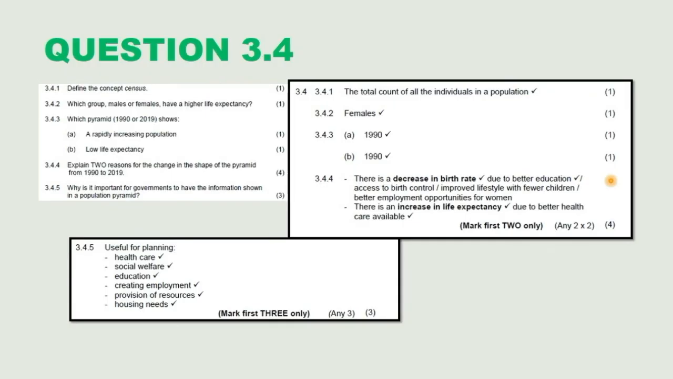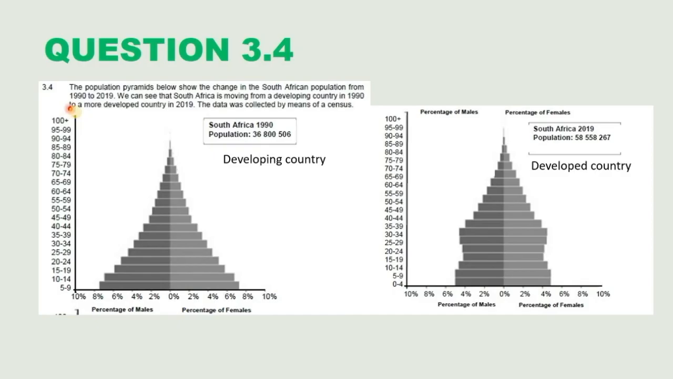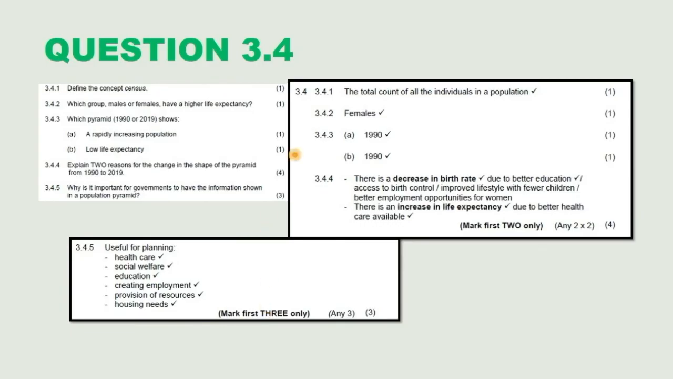So question 3.4.1 says, define the concept census. So the word census is the total count of all individuals in a population. Question 3.4.2, which group, males or females, has a higher life expectancy? So if we quickly go back to our graph, we will just have a look. On my left-hand side, I have males, females on the right-hand side, and you will see the tendency for the females to be higher than the males is more frequent. So 3.4.2 will be the females.